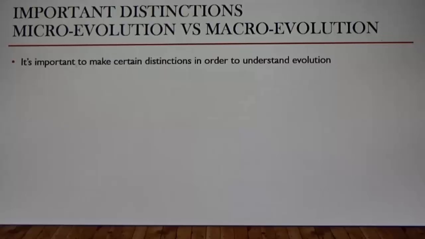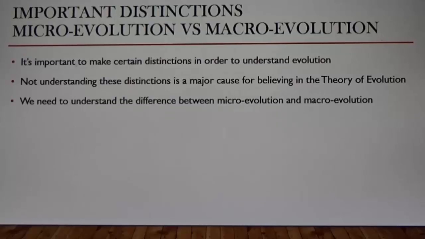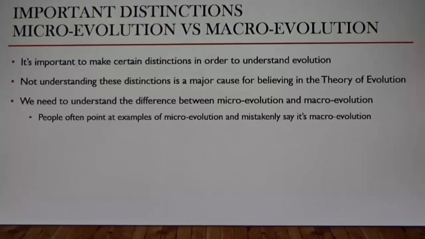So important distinctions: microevolution versus macroevolution. It's important for us to make certain distinctions in order to understand evolution and what it claims. Not understanding the distinctions we're about to talk about is a major cause for believing in the theory of evolution. We need to understand the difference between microevolution and macroevolution. People often point at examples of microevolution and mistakenly say that it is macroevolution. But as we're going to see in a minute, they are vastly, extremely, fundamentally different.